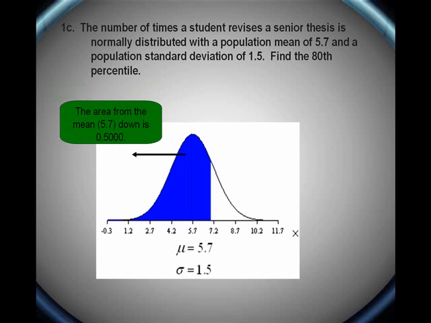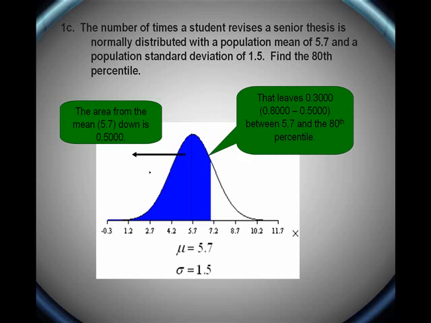Well, 50% of that area is below the mean. So from 5.7 down, we've got 0.5. That means the area between 5.7 and wherever the 80th percentile is 0.3. That's just the 80% minus 50%, or 0.8 minus 0.5.